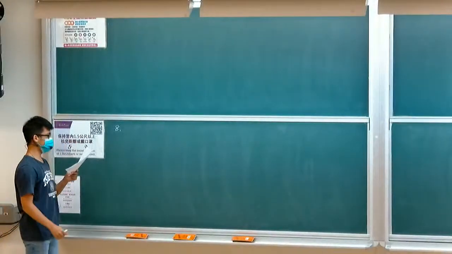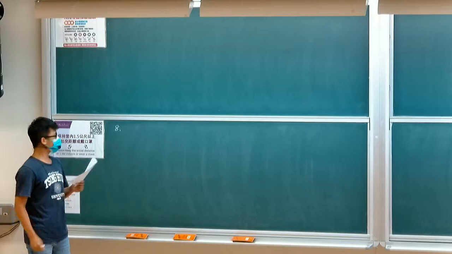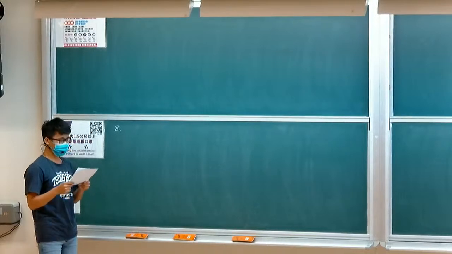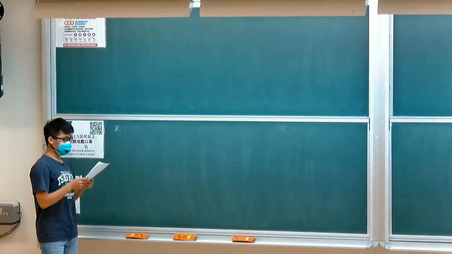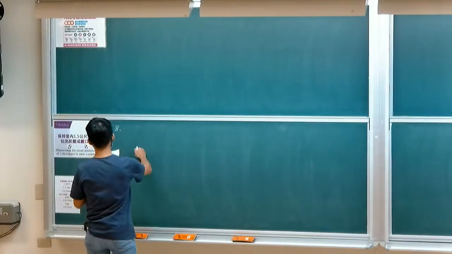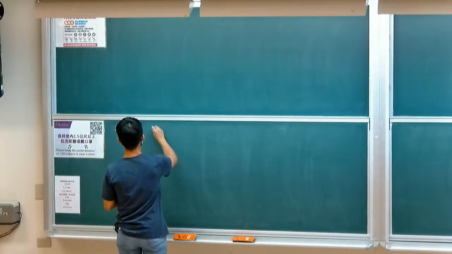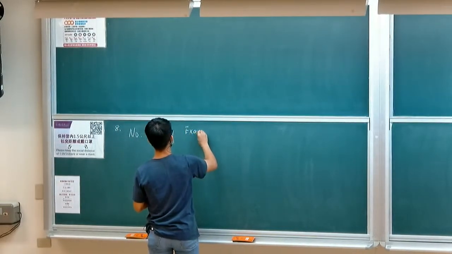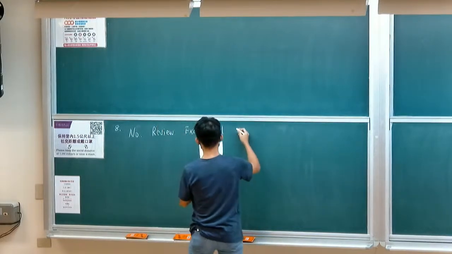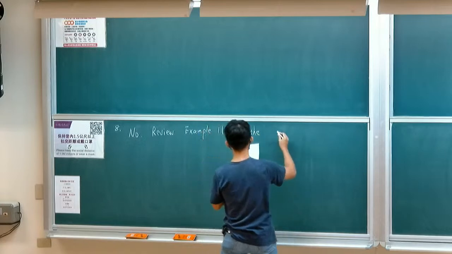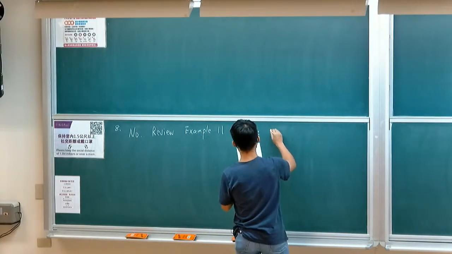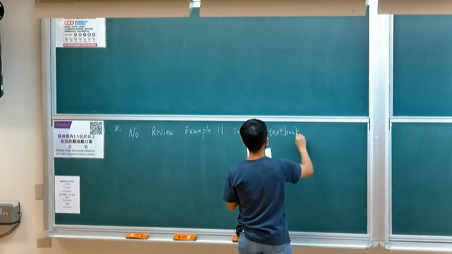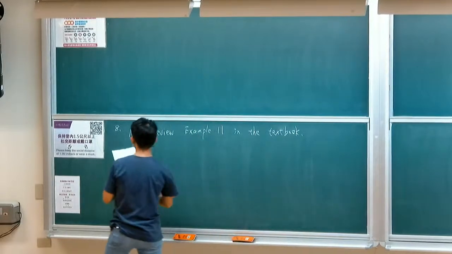Okay, for this exercise, the answer is no. The set of these three matrices is linearly dependent. To find the relation of those matrices, you can use the same method in example 11 in the textbook. You can seek how to find the linear relation of these three matrices by reviewing example 11.